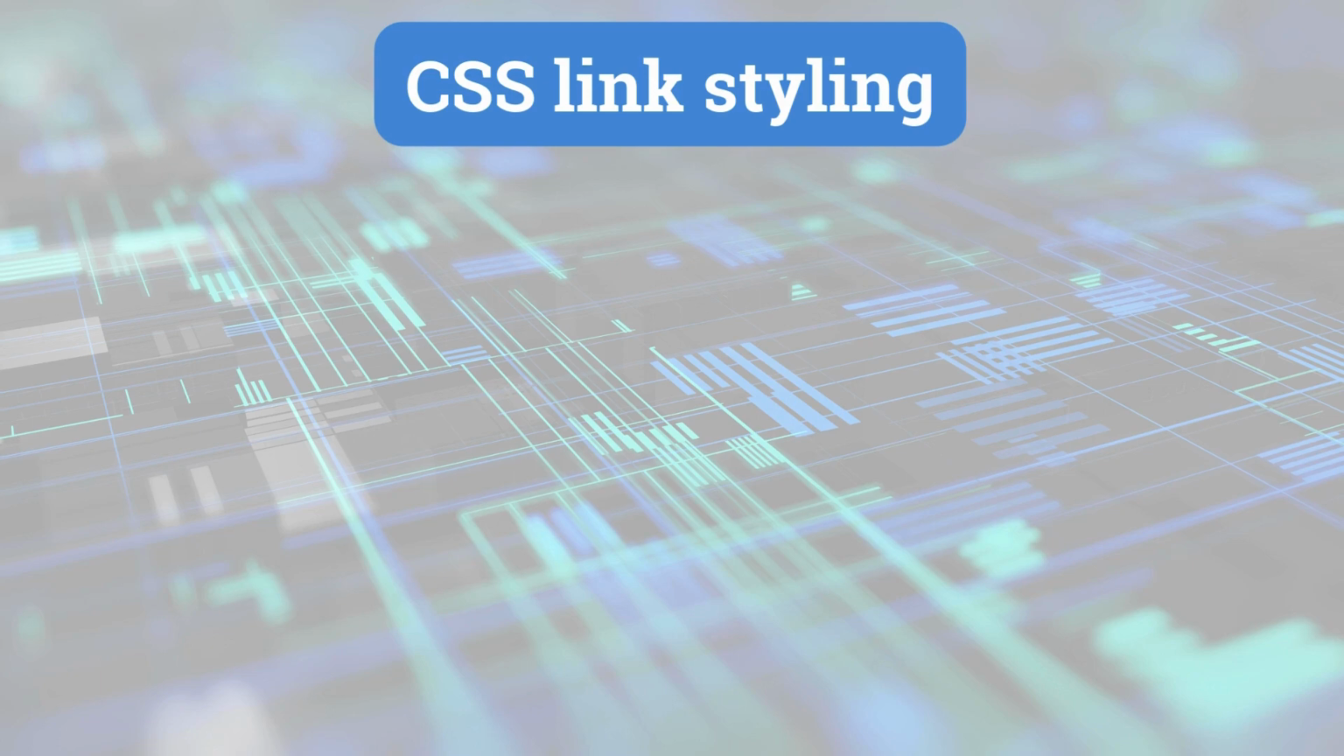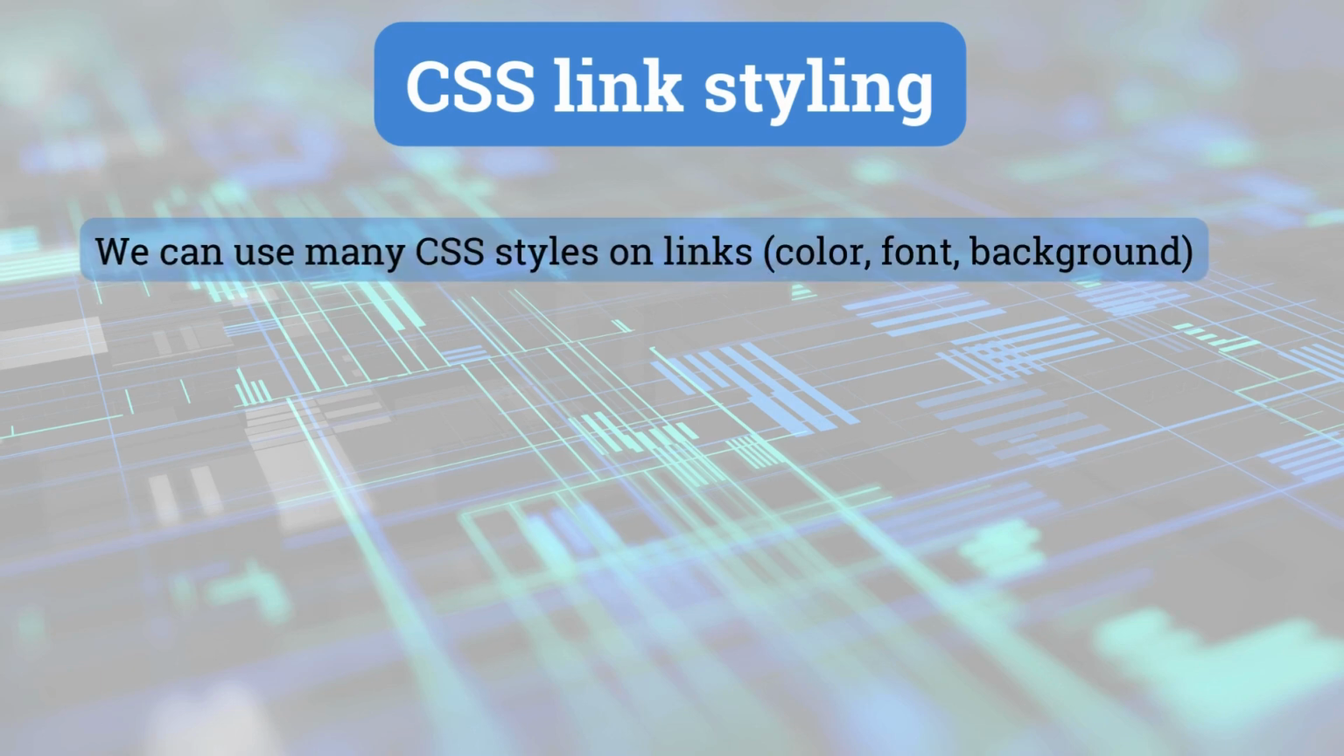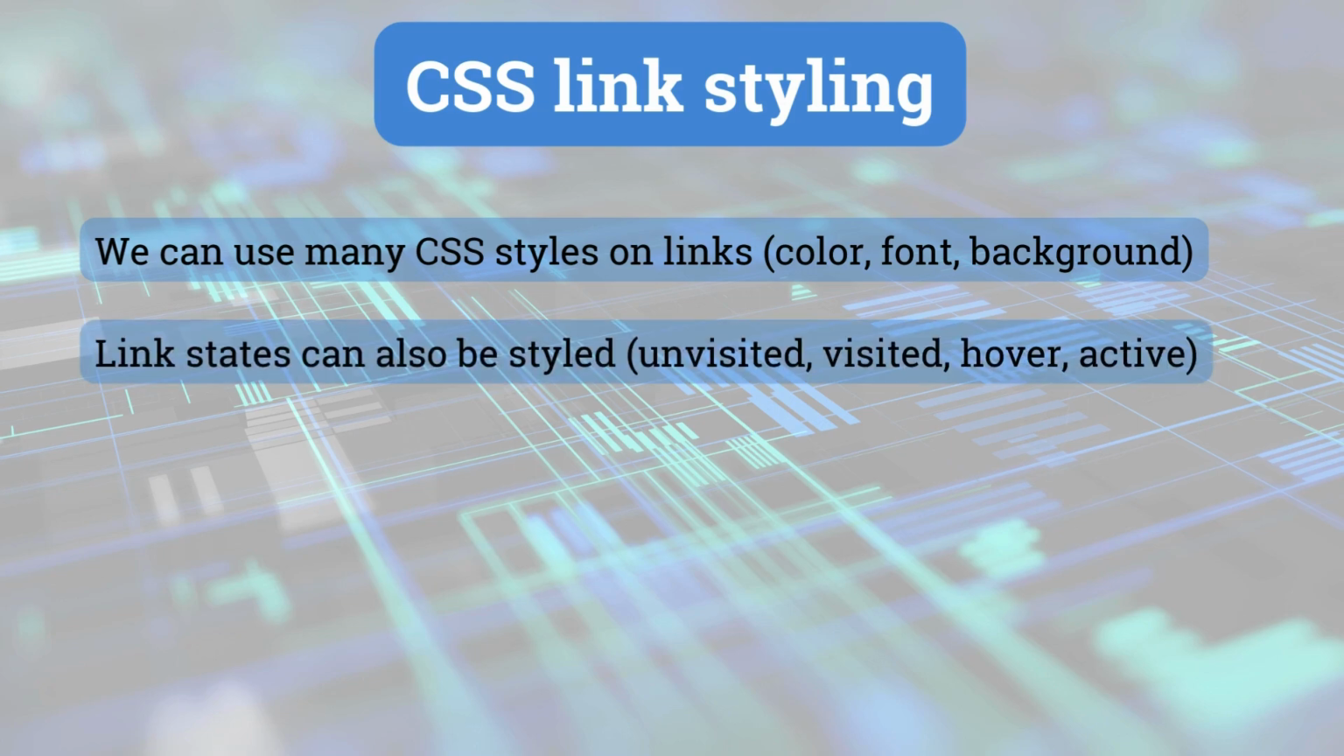CSS link styling. There are many ways we can style links with CSS. We can use many CSS styles on links for color, font, and background to make them look different or the way we want to suit our web design. Link states can also be styled. You might have visited a link already. In this case, we can style it to show you a different color to let you know you've seen that link. Or unvisited for a fresh link you haven't seen. Or when you hover, you might have seen the effect that the link changes color. And active just means the link that you've actually clicked on.